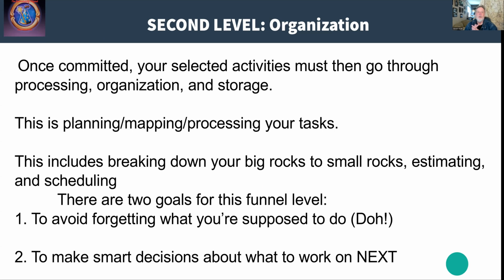So the second level is organization. Once committed, your selected activities still need to go through some processing and organization. That is planning, mapping, and processing your tasks. This would include breaking down your big rocks to small rocks, estimating, and scheduling. Two basic goals for this level of the funnel. Number one, to avoid forgetting what you're supposed to do. Two, to make smart decisions about what to work on next.